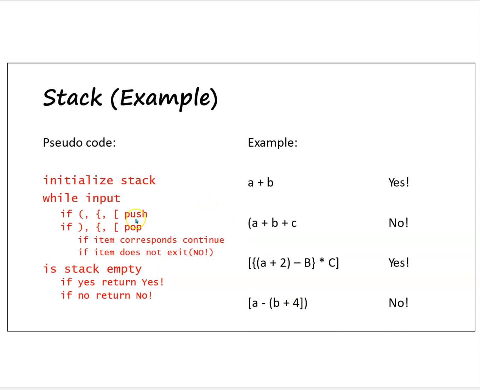So here's some pseudocode for it. We initialize our stack. While input, if it's a bracket or curly, etc., we push it onto the stack. If it's the closing one, we pop it. If the item that we pop off matches the other side of the item we expect, we continue. Otherwise, no. At the end, if the stack is empty, we return yes, they match. Otherwise, no. So, A plus B, yes. This would be a no.